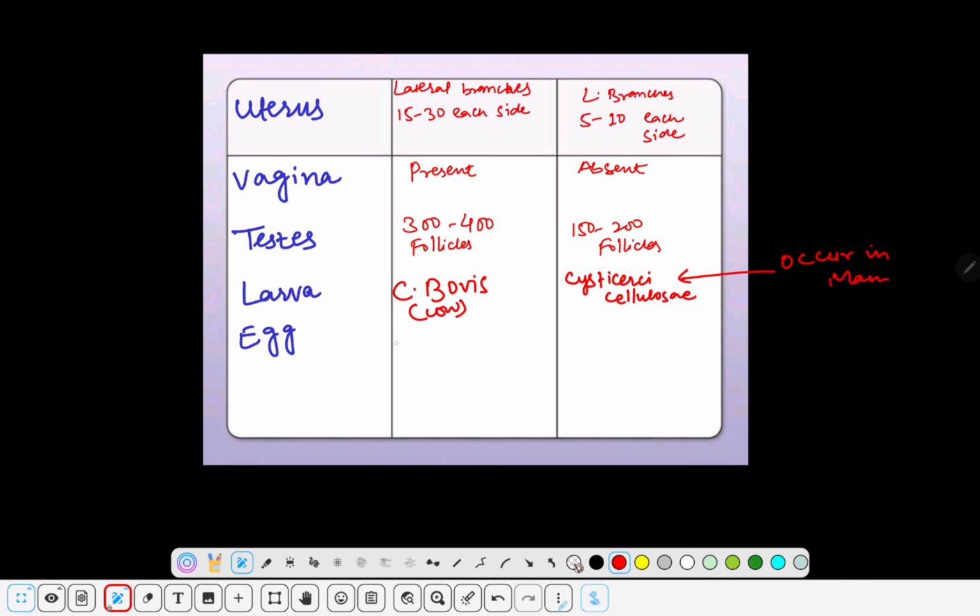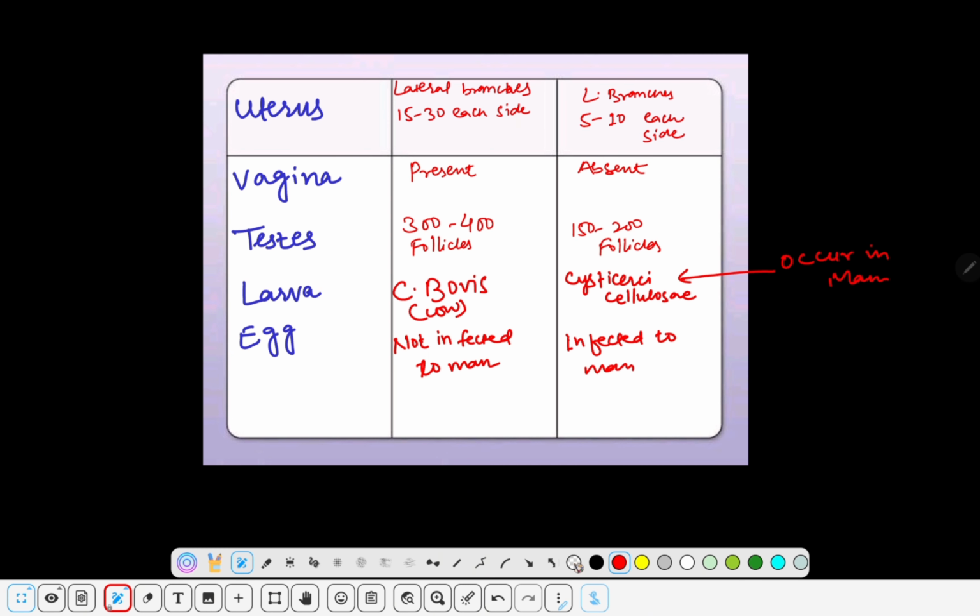Because talking about the eggs, the eggs of Taenia saginata are not infective to man, and the eggs are infective to man in the case of Taenia solium. That's why Cysticercus cellulosae occurs in man, but Cysticercus bovis does not occur in man. So we have egg infective to man in Taenia solium.